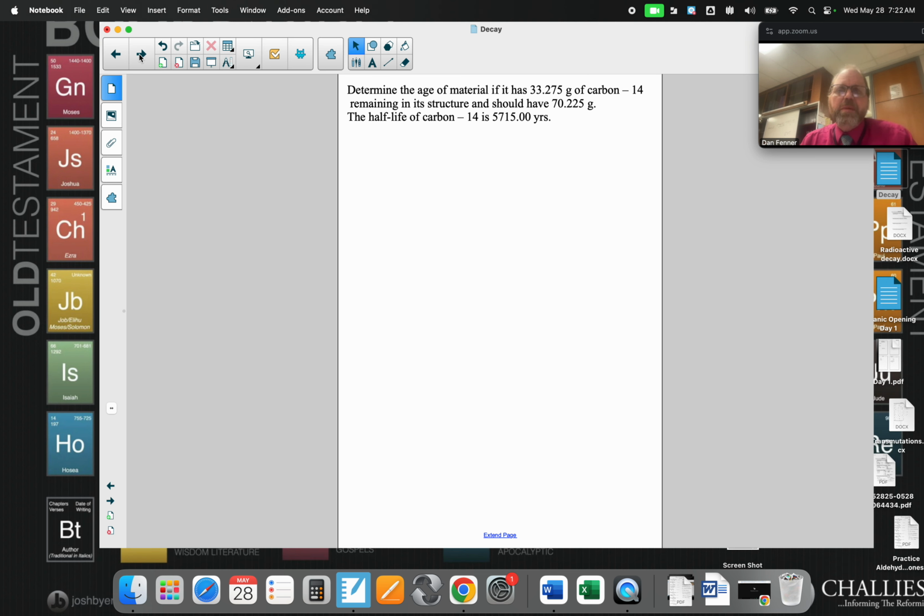All right, determine the age of material. If there is 33.275 grams of carbon-14 remaining in a structure, it should have 70.225 grams, with the half-life of carbon. Now, I gave the value in the problem this time. Since I give you the value, those are the number of sig figs. We have 6 sig figs.